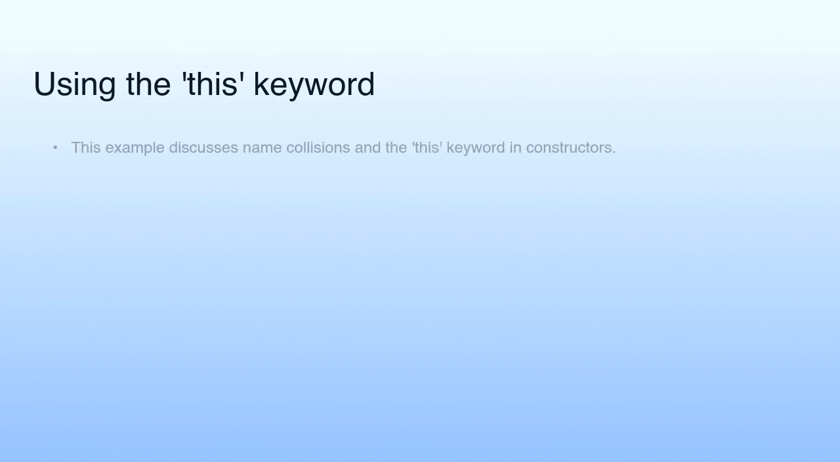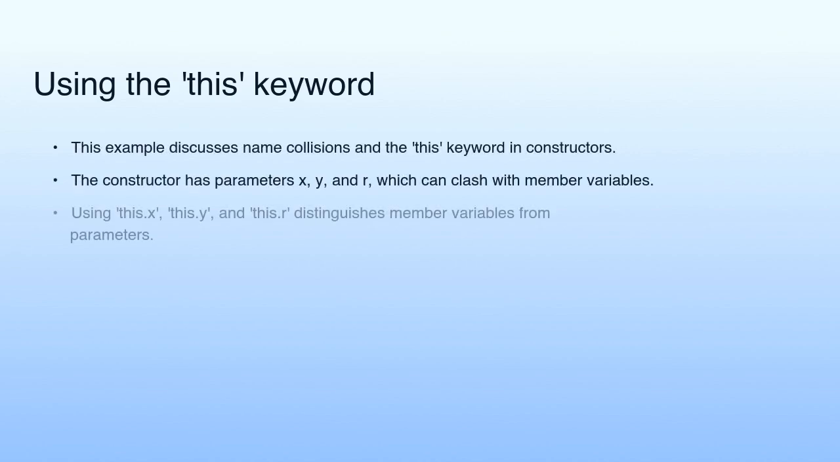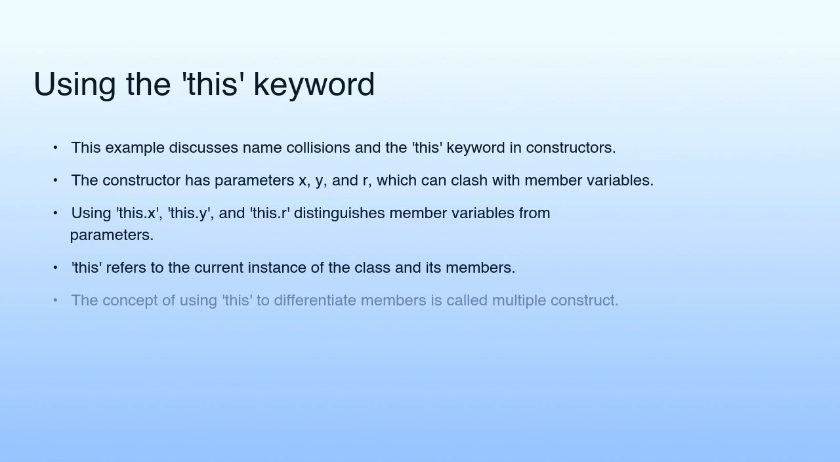The this keyword is used to resolve naming conflicts within class methods. When a constructor has parameters with the same names as member variables, this helps differentiate them, referring to the current instance of the class and its members.